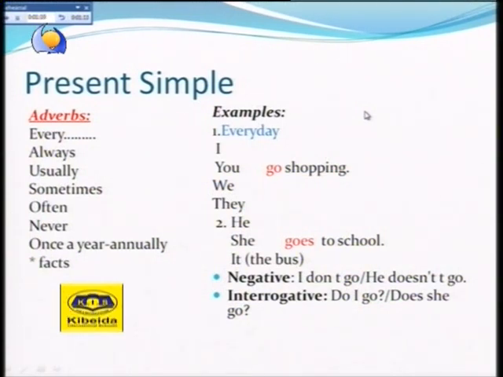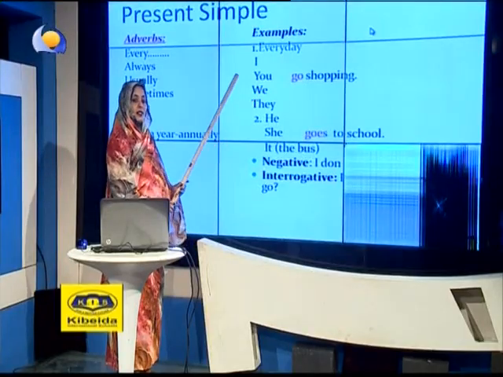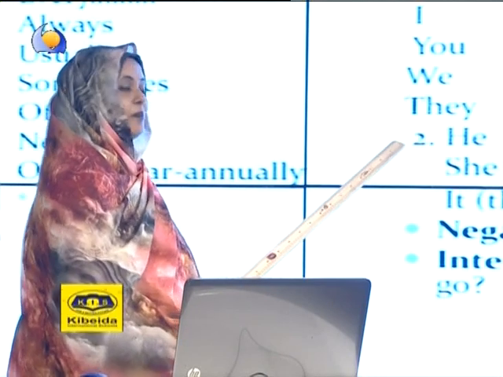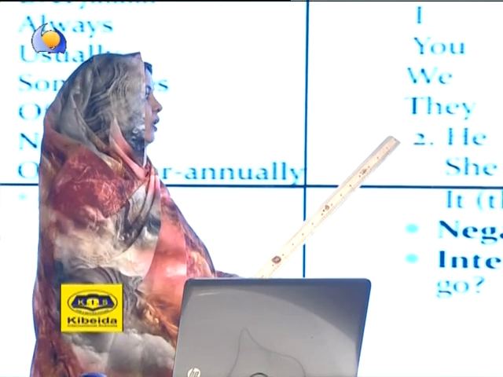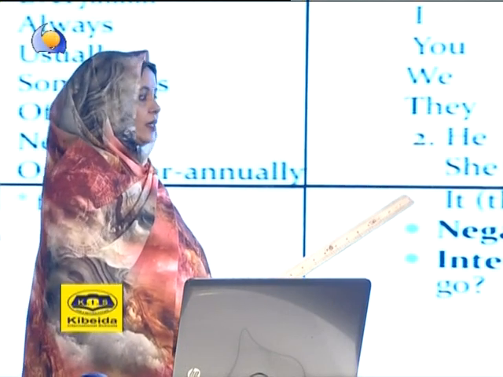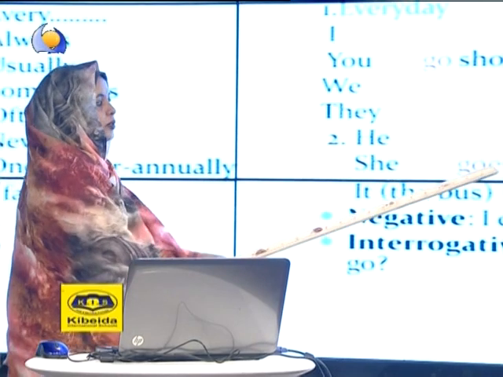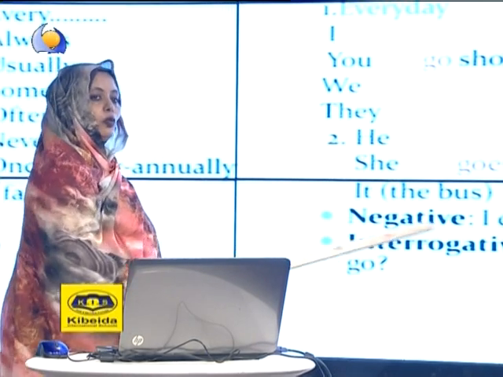When we have these subjects, the verb does not take any addition at the end. But when subjects like he, she, or it appear, you need to add an s or an es to the end of the verb. We say, every day he goes shopping. Every day she goes shopping, or she goes to school. Every day it goes to school. It here refers to the school bus, for example.